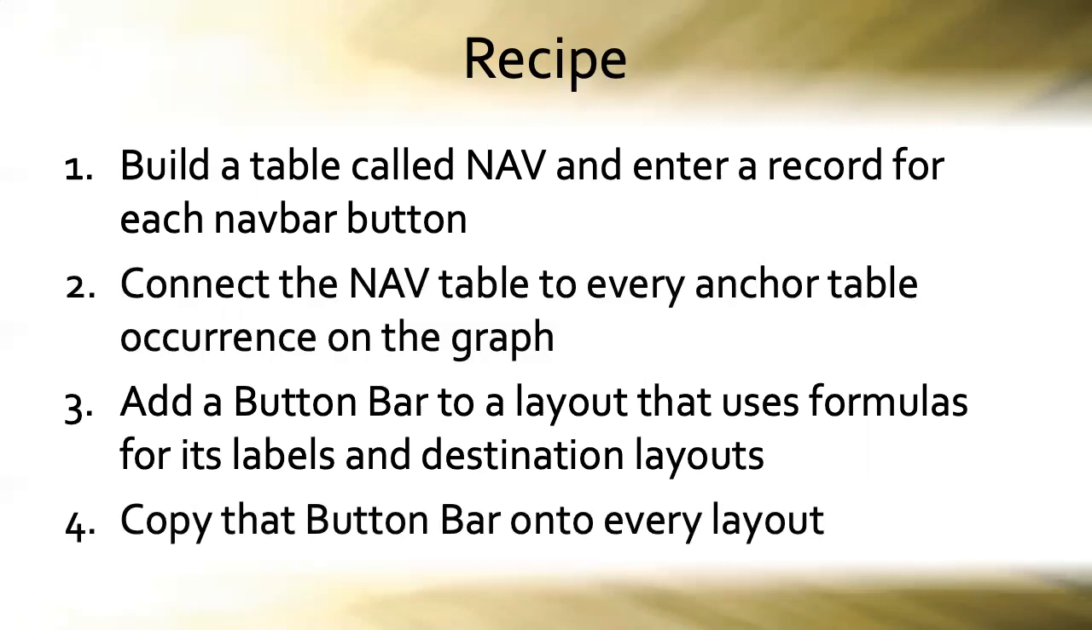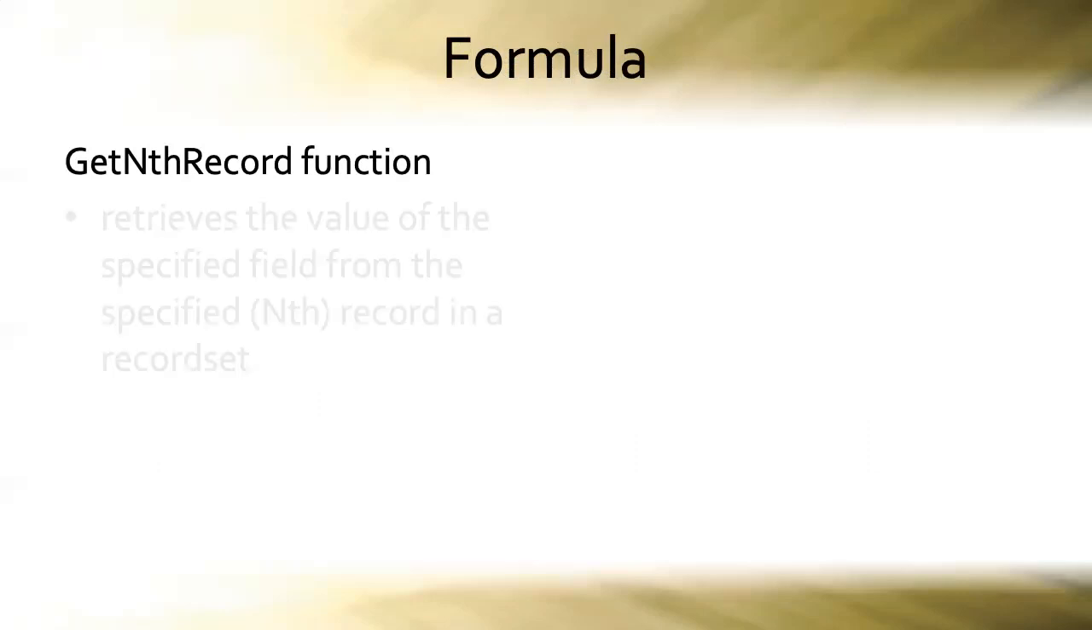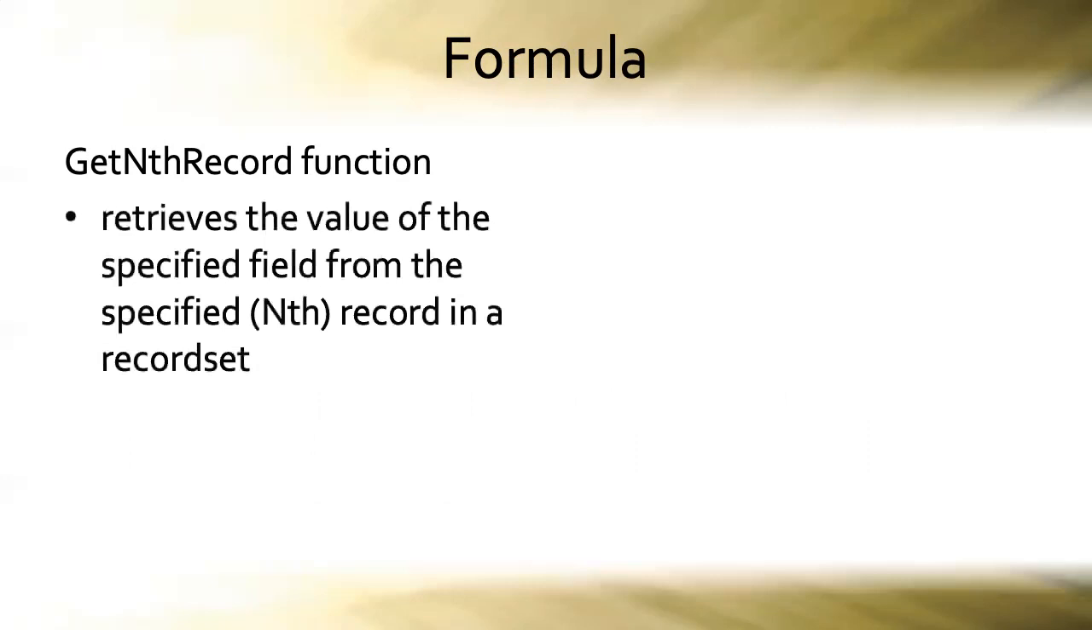Now, it's the formula that's really kind of the magic of this whole bit. The formula that we're going to use is going to use a wonderful little function called GetNthRecord. The GetNthRecord function retrieves the value of the specified field from the specified or nth record in a record set. The syntax looks like this.